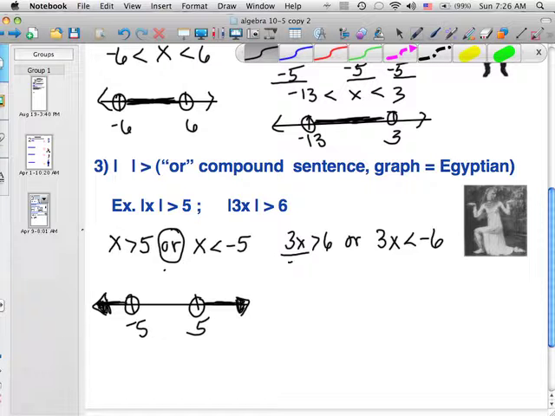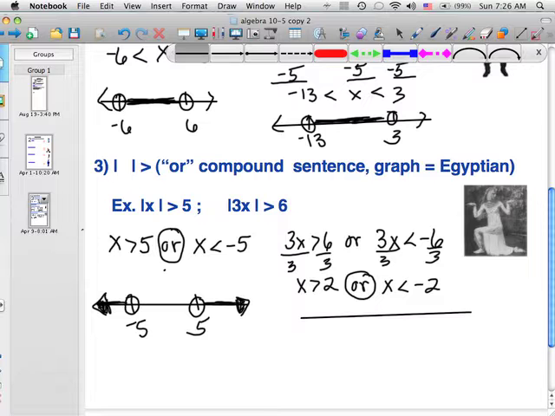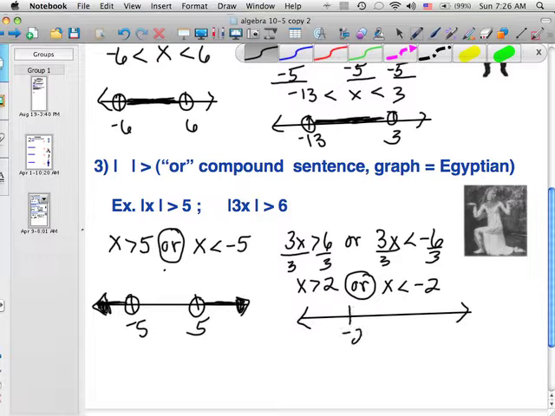And then divide by 3 to solve for x, so x is greater than 2, or divide by 3, x is less than -2. And then graphing it, we have -2 and 2, and less than -2 is an open circle shaded to the left. There begins our Egyptian. And x is greater than 2, open circle shaded to the right.